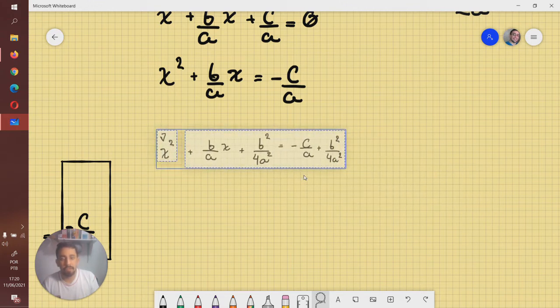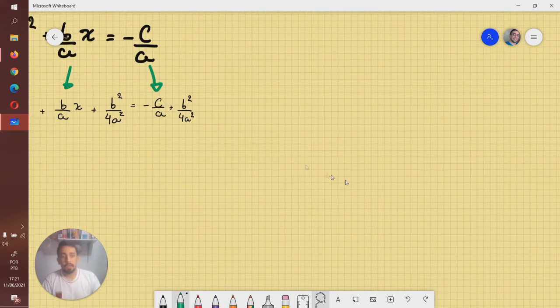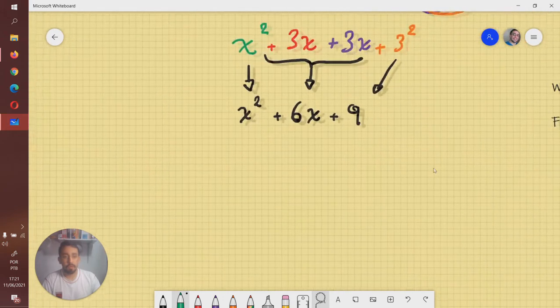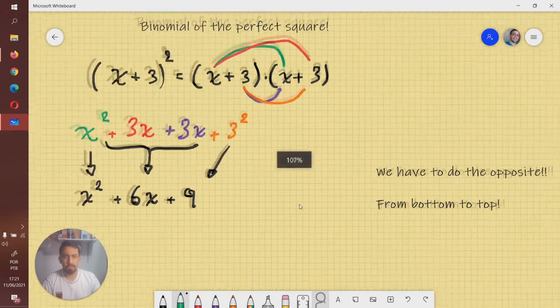This is the continuation of our math. And realize that every term is here. This is here, this is here, and this is here. What I did is I added b squared divided by 4a squared on both sides. Okay? Something else that we've been doing these last two weeks is what we call the binomial of the perfect square. We studied this two weeks ago, if I'm not mistaken.